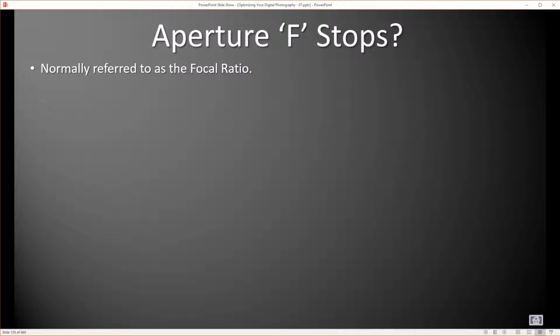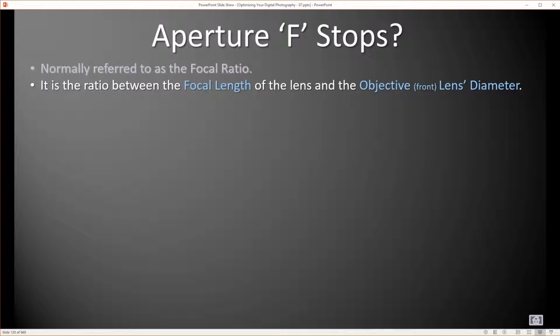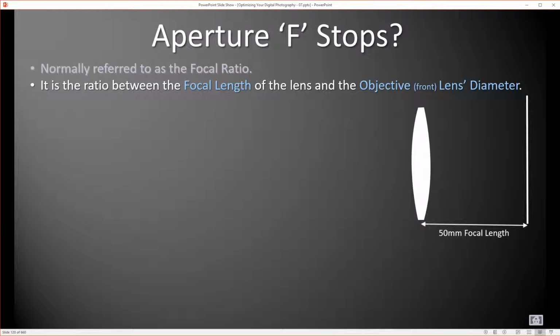So the f-stops are normally referred to as the focal ratio. This is the ratio between the focal length of the lens, like in a 50mm lens, and the objective lens, that's the front lens diameter. So if we look at this lens here, we can see it's got a focal length of 50mm. That's the distance between the lens and the sensor when it's focused at infinity. It's a 50mm lens.